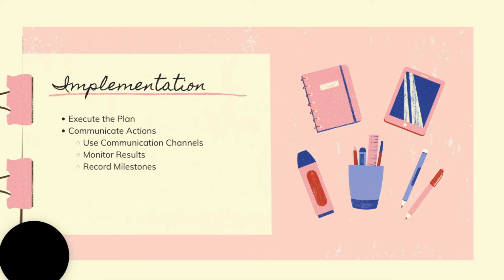Finally, it's time for step 3, implementation, which is what I'm here to talk to you about today. Our study guide only describes the implementation process briefly, but here's what they touch on: executing the plan, communicating the organization's actions as part of the plan. You do this by sending messages through each communication channel and monitoring results of actions and messages while keeping track of the campaign milestones.